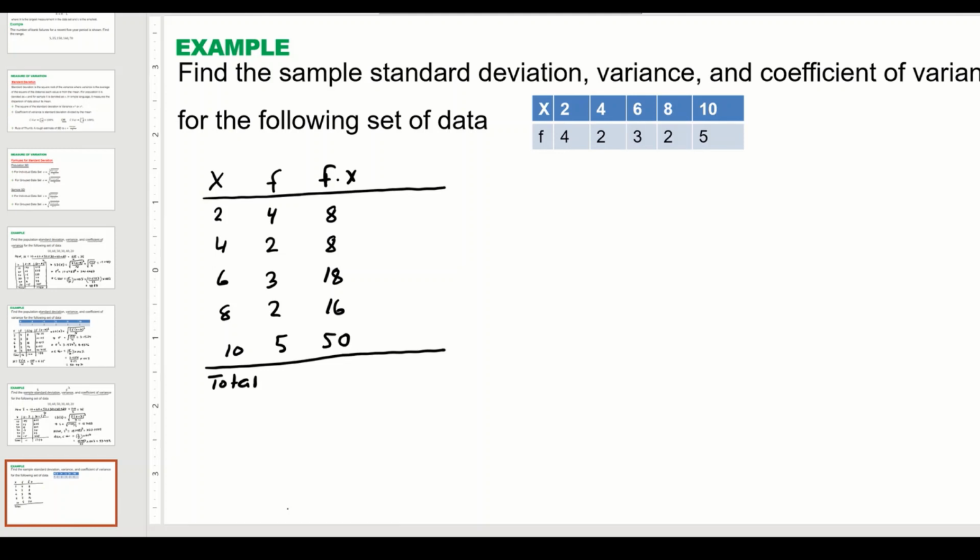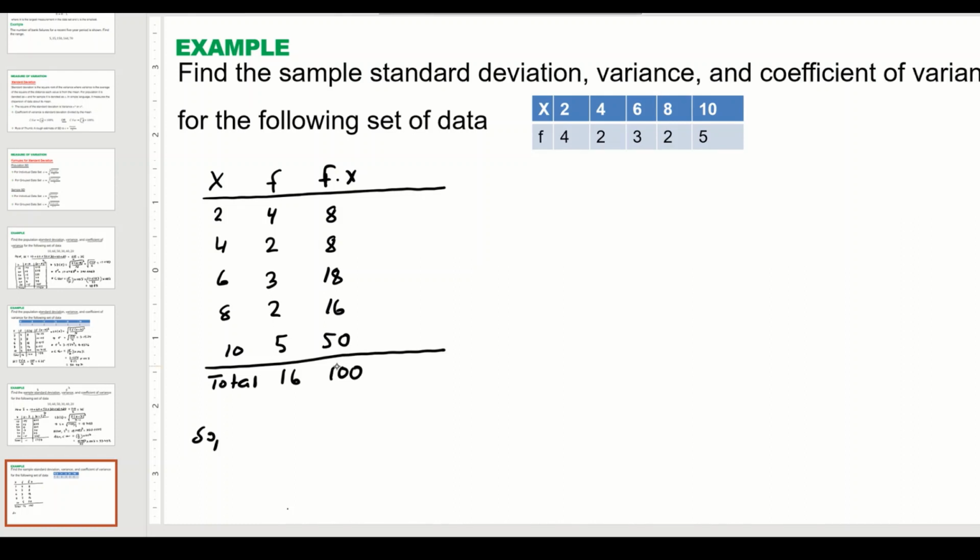If we add frequencies, all f values, you should get 16. Make sure you check that. If you add f times x, it must be 100. Now you can find the mean.